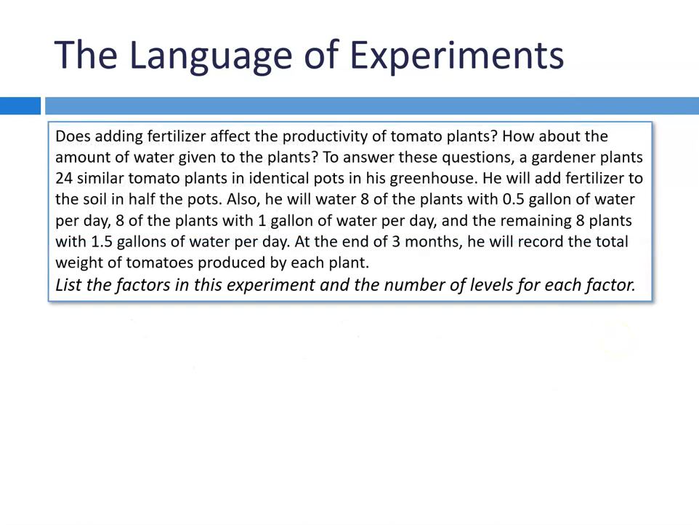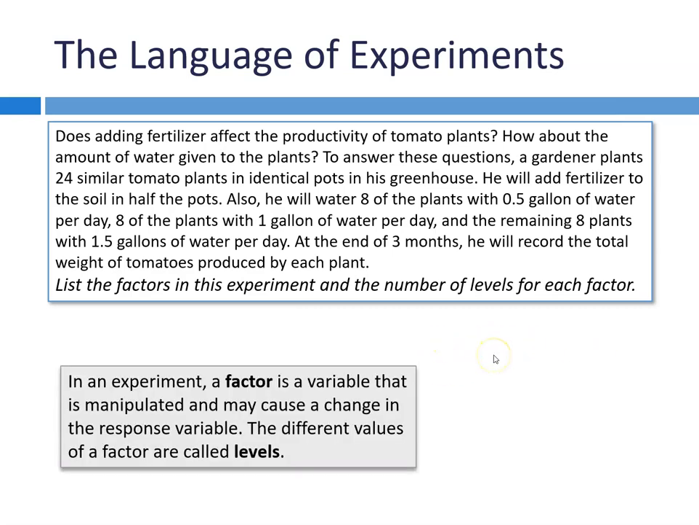Let's do another example. List the factors and the number of levels for each factor. Well, what are those things? So glad you asked. In an experiment, a factor is a variable that is manipulated and may cause a change in the response variable. The different values of a factor are going to be called the levels. So let's look at this in the context of an example.